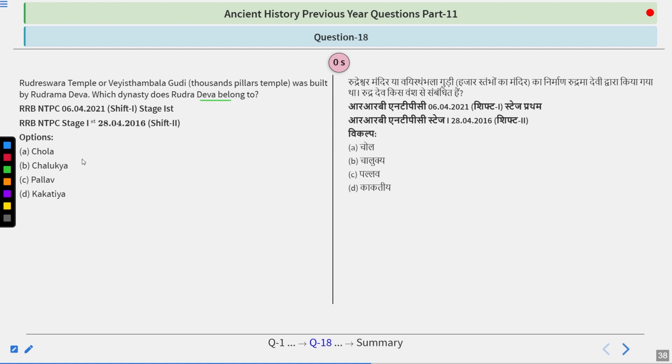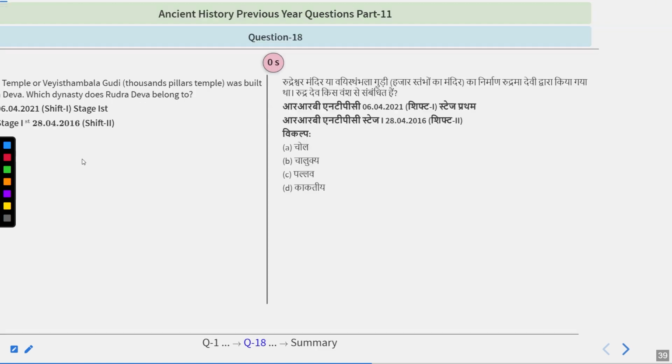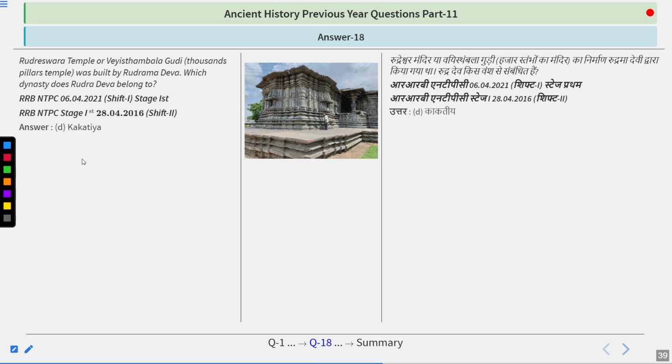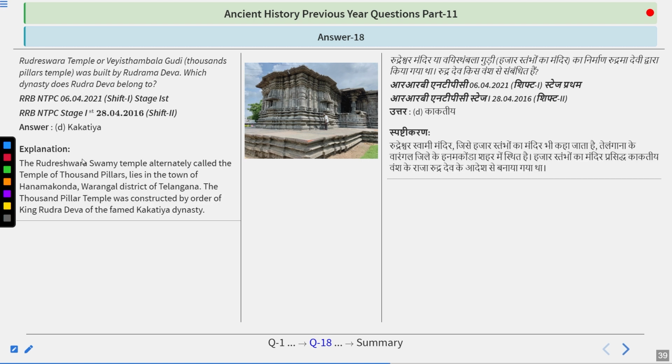I hope the answer you are giving would be right because this is a quite moderate to high question. So let's take a look at what is the answer. The answer is Kakatiya dynasty. So Rudreshwar Swami temple, alternately called the Temple of Thousand Pillars, lies in the town of Hanamakonda, Warangal district of Telangana. The Thousand Pillar Temple was constructed by the order of King Rudradev of the famed Kakatiya dynasty.